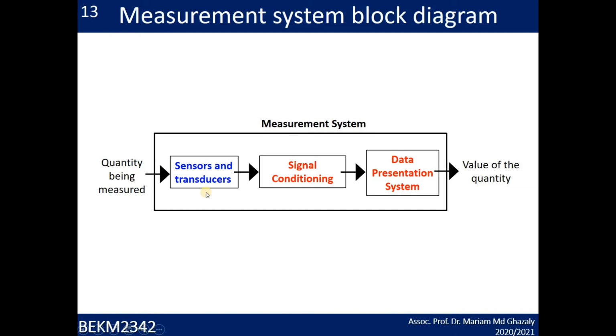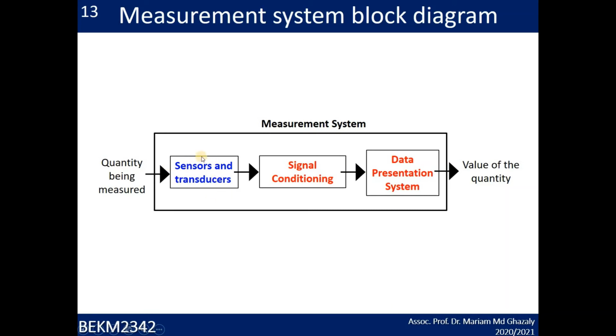So a measurement system comprises these three main components. I'm going to explain it from the left side to the right side. A measurement system, as defined here, is to measure a quantity. So for example, we have the temperature block diagram just now, the temperature system. You want to measure the temperature, which is the quantity to be measured. So here you have the sensor and transducer.